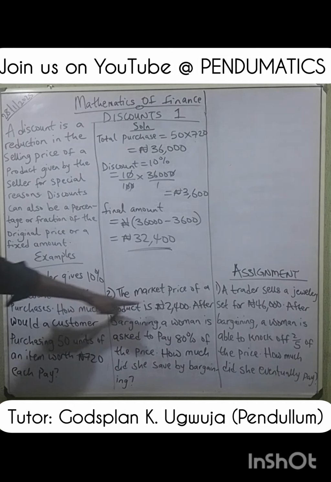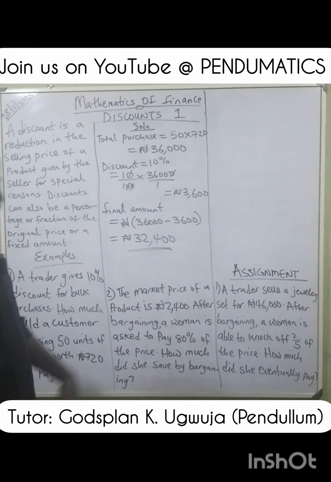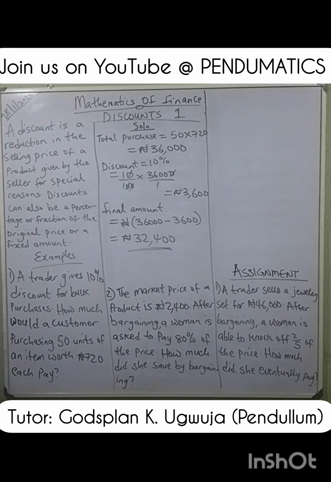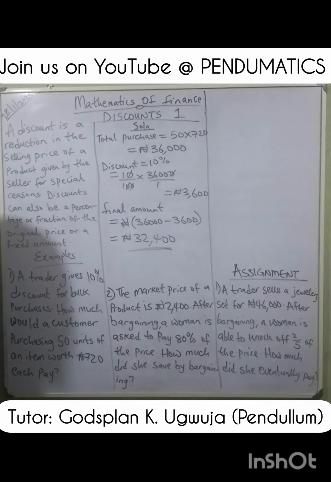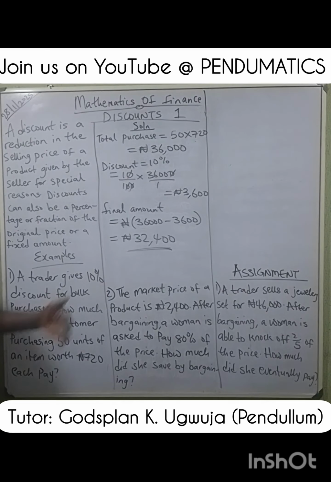Now number 2 says the market price of a product is 2,400. That's the selling price, 2,400. But after bargaining, a woman is asked to pay 80% of the price. You know how women love to bargain, all right? They love to haggle and price down products. So this woman bargained, and she was eventually asked to pay just 80% of the whole price. Now the question is, how much did she save by bargaining?